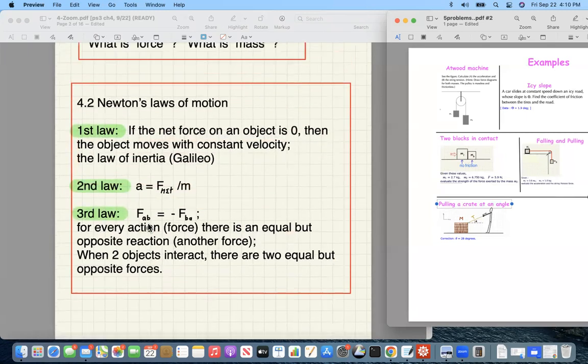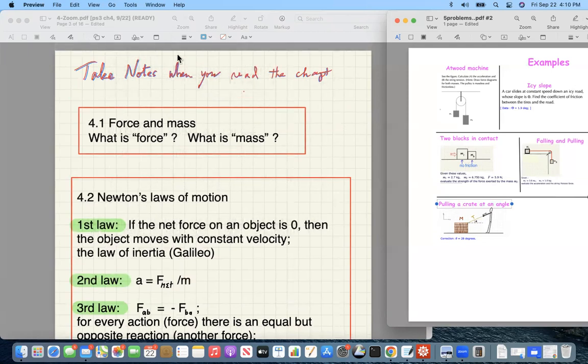So take notes when you read the chapter. Section 4.1 is called force and mass. And when you study section 1, you should be able to answer the question, what is force? And also, what is mass? Force is a push or a pull, but it's not quite that simple. Force is when two objects act on each other in some physical way.